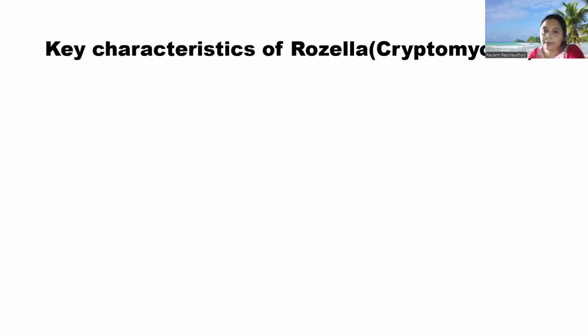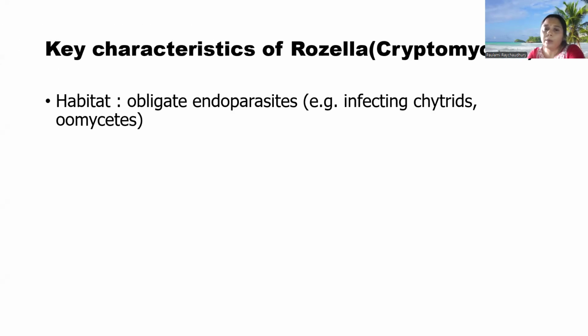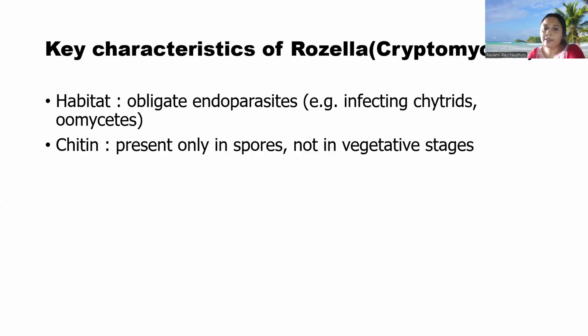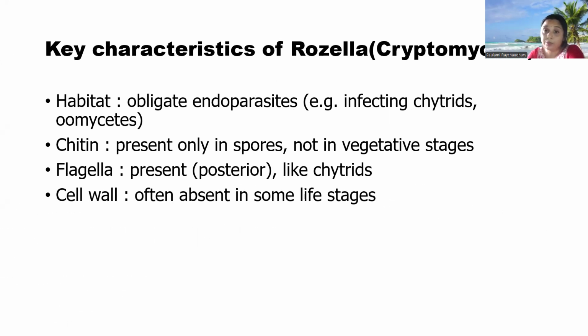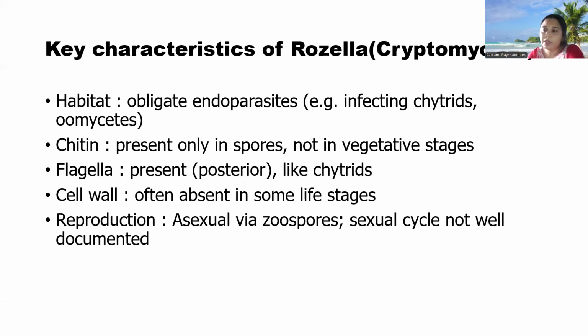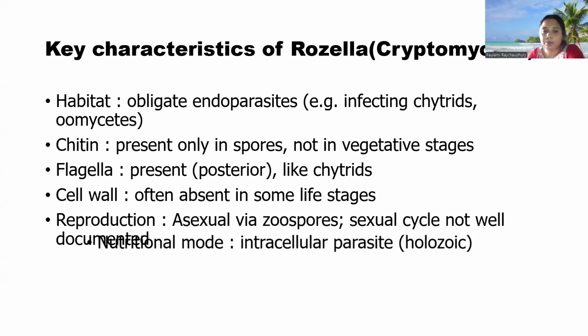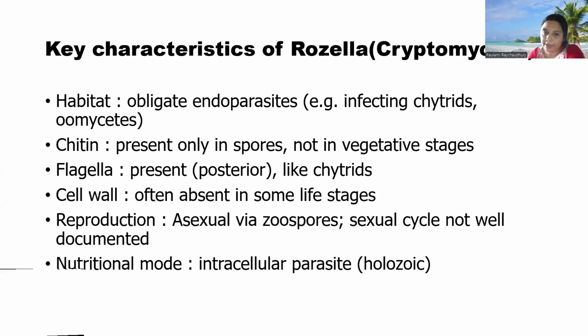Now, what are the key characteristics of Rosella? Habitat: obligate endoparasites, for example of chytrids and oomycetes. Chitin is present only in spores, not in vegetative stages. Chitin is absent in the vegetative state. Flagella are present like chytrids, posterior flagella; cell wall often absent in some life stages. Reproduction: asexual via zoospore, sexual cycle not well documented. So for Chytridomycota, both are there. For Neokalimysticomycota, only the asexual cycle, and for Rosella also only the asexual cycle. Nutritional mode: they are intracellular parasites.